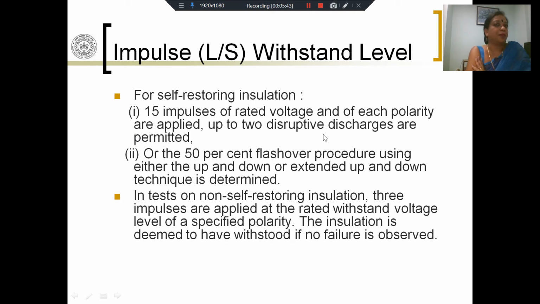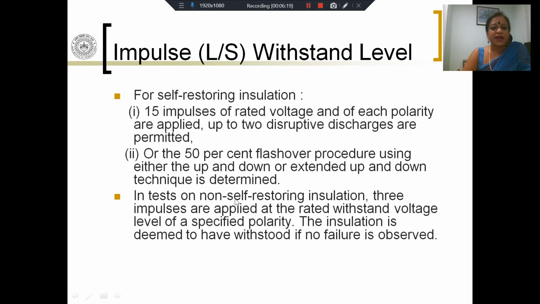So we are setting up here a pass-fail criterion. It's not that the moment you have a failure, you consider the material to have failed. You need 2 breakdowns to consider the material or the insulating system to have failed if you apply 15 impulses of either polarity. That is one way. The other way is to find out the 50% flashover using either the up and down method or the extended up and down method.